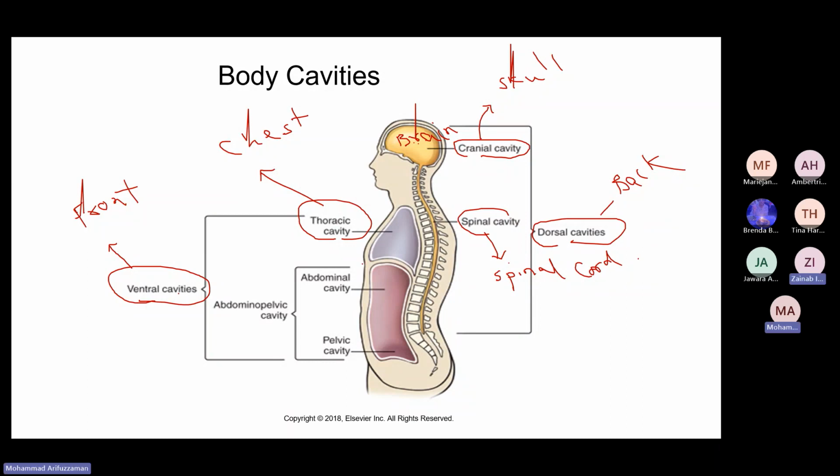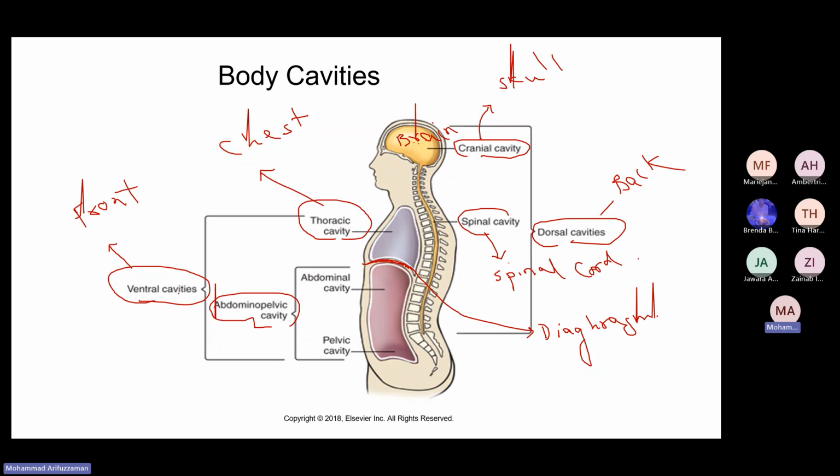And can you please name the structure here? Let me draw the structure in between the thoracic and abdominopelvic cavity, the red colored structure. Do you know the structure? Is it the diaphragm? Absolutely, diaphragm. Correct. Good. D-I-A-P-H-R-A-G-M.